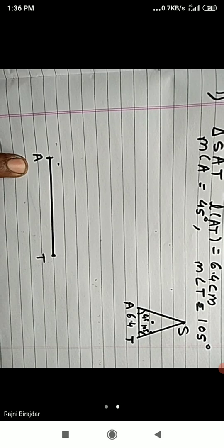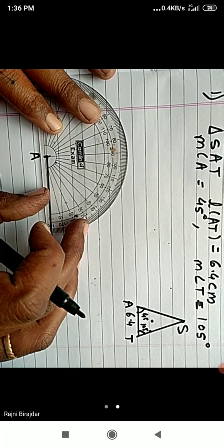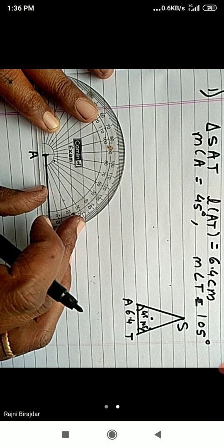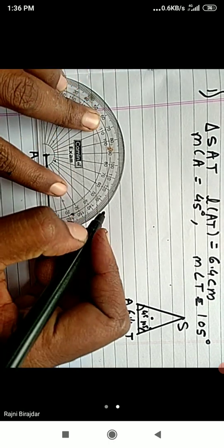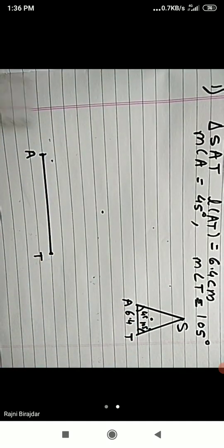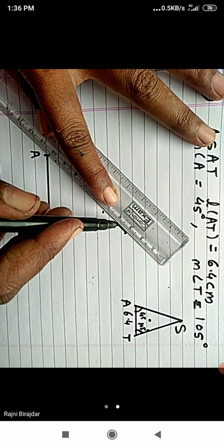Then draw the angle of A. How much is it? It is 45 degrees. Yes. So I am keeping the protractor here at 45 degrees. After 40 you have to draw and draw that. So like this you have to draw the rays.